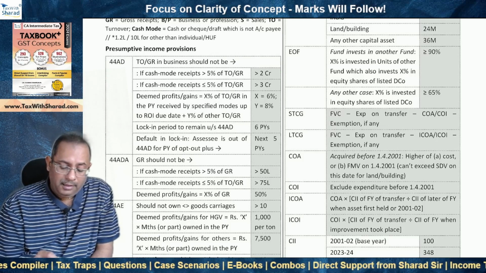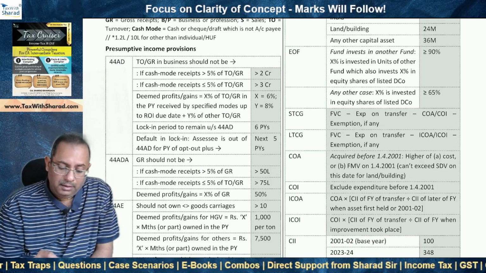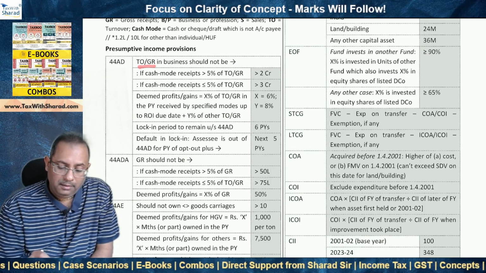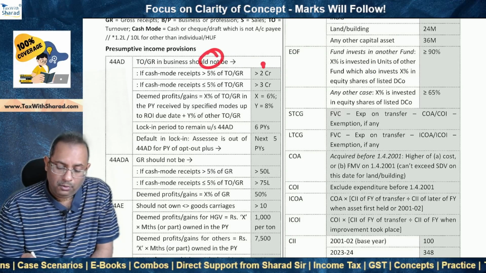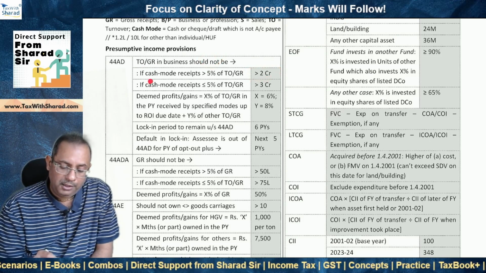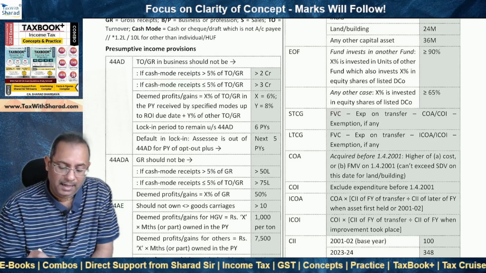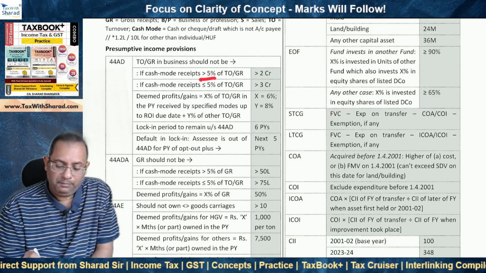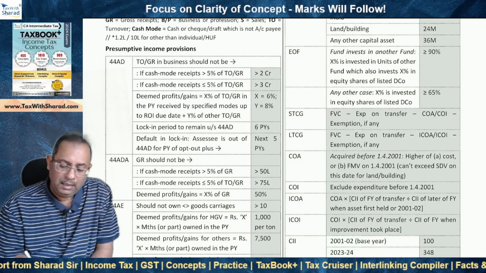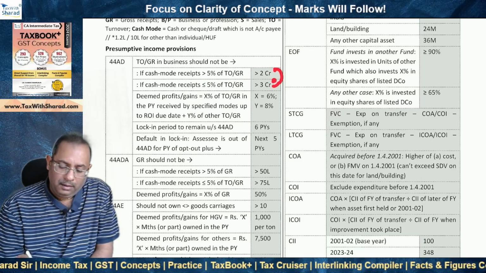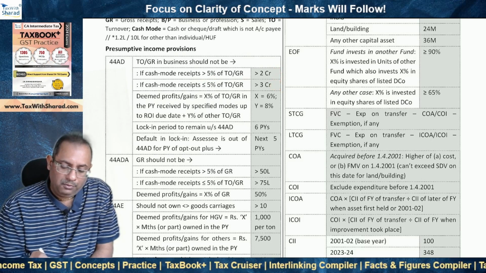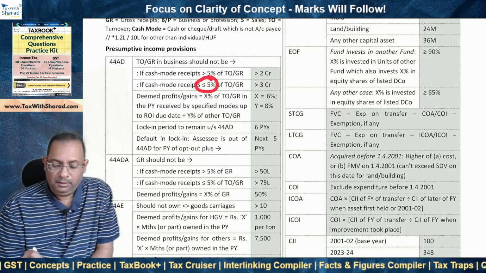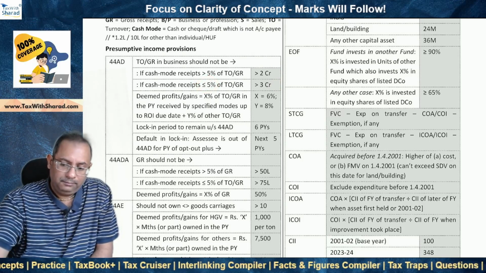44AD eligibility condition is that turnover or gross receipt in business should not be more than 2 crore if there are cash mode receipts, for example cash, uncrossed cheque, etc. If cash mode receipts are not more than 5% of turnover or gross receipts, this 2 crore is increased to 3 crore.